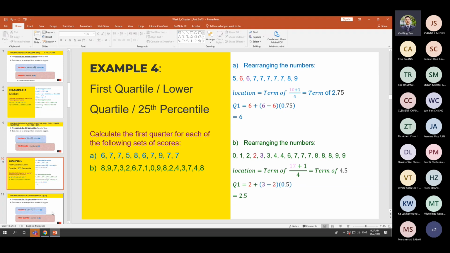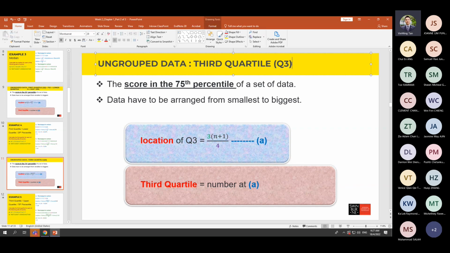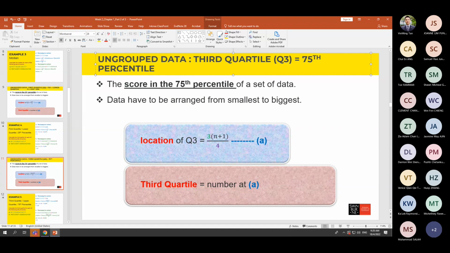Next example would be Q3. Q3 means third quartile, and the other name of third quartile is 75th percentile. Put here 75th percentile, same meaning. And it's also called the upper quartile. What's the reason it is called the 75th percentile?